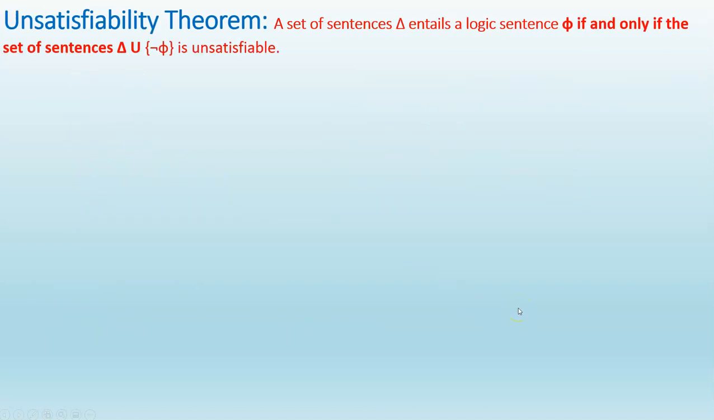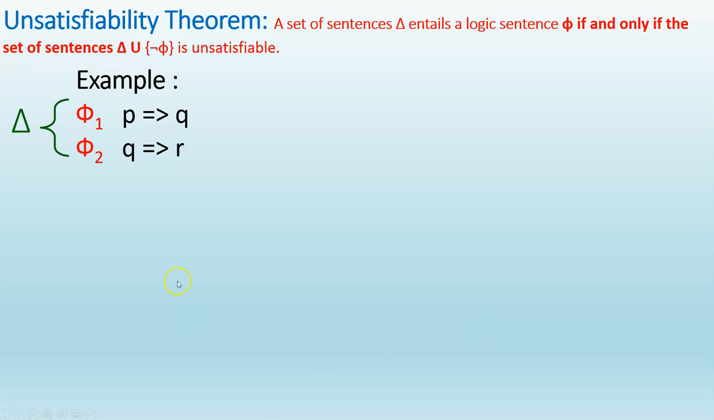Let's look at the unsatisfiability theorem. A set of sentences delta entails a logic sentence phi, if and only if the set of sentences combining delta and the negation of phi is unsatisfiable. Okay, we've got to disentangle this. So I'm going to use an example, one that we're familiar with. Let's set up a set of sentences, phi 1 and phi 2. That's P implies Q and Q implies R. And then our third sentence, psi, P implies R.